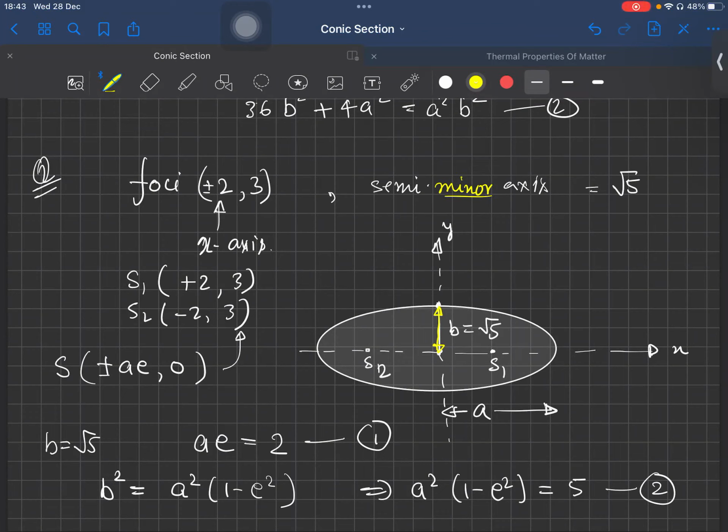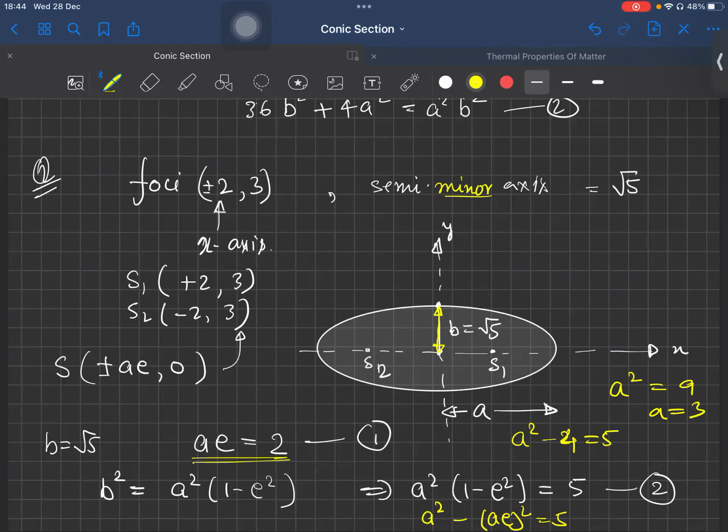How will you solve it? So you multiply this. So what you'll get, A square minus (AE) whole square is equal to 5. Now the value of AE we can substitute from equation number 1. So A square minus 2 square, that is 4, is equal to 5, right? So the value of A square is equal to 9, A is equal to 3. The value of A we are getting is 3.